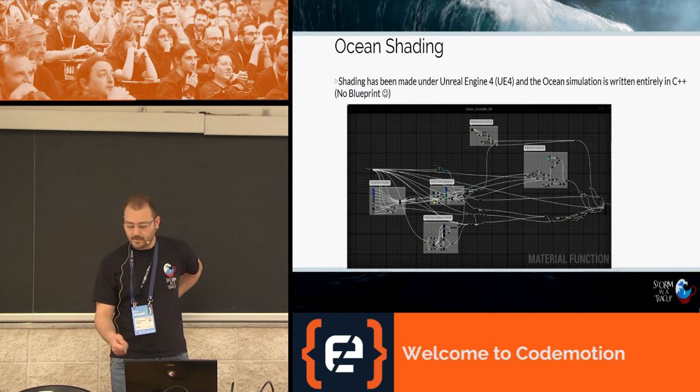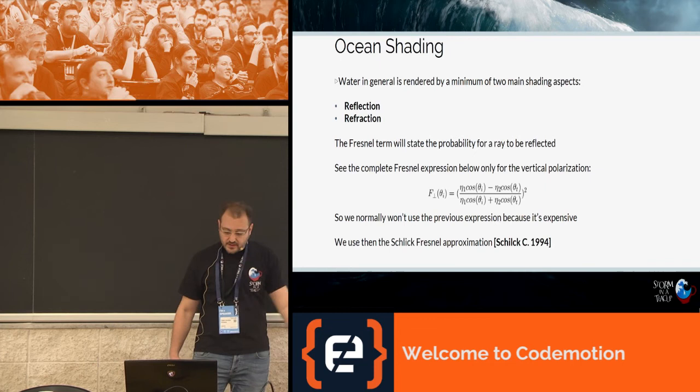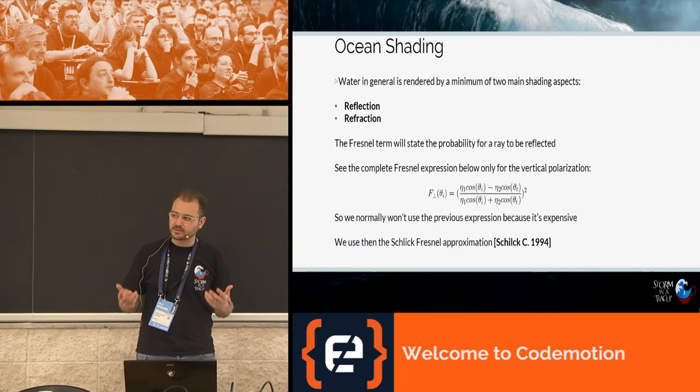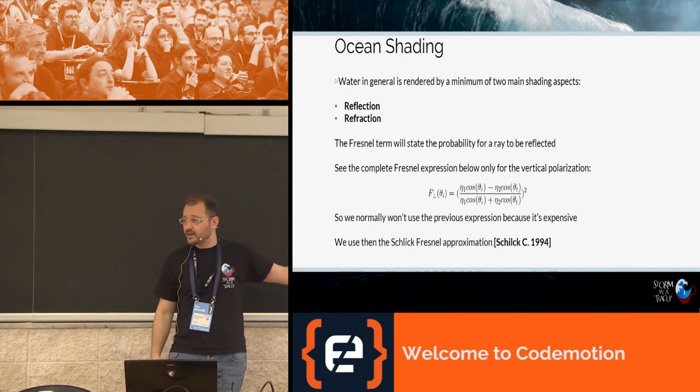So the ocean shading: water in general is rendered by a minimum of two main shading aspects, reflection and refraction. Those are the bare minimum effects that you need to render acceptable water, okay? So the Fresnel term states the probability for a ray to be reflected. So we know that it will be in the 0-1 range because of this.